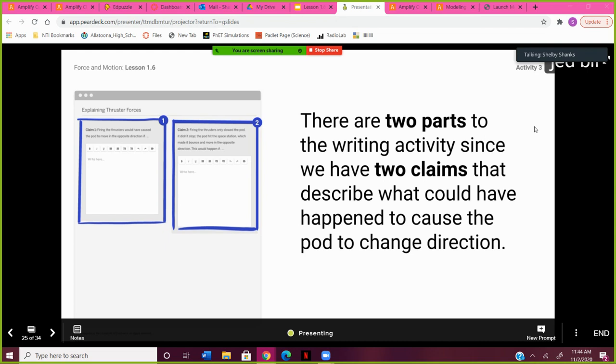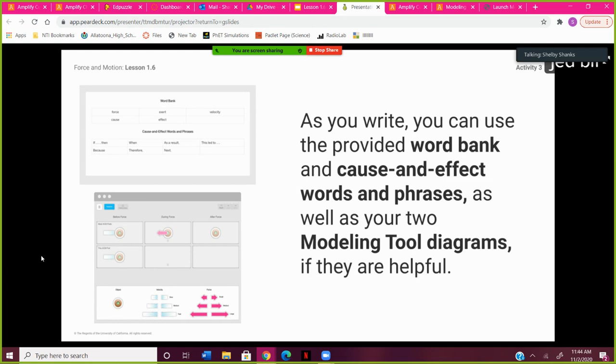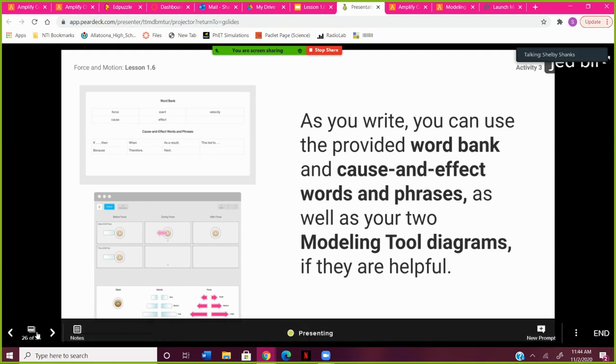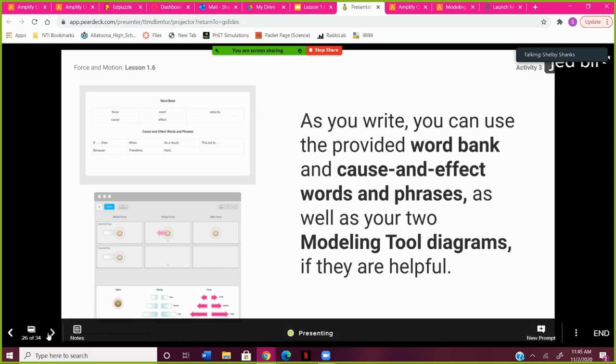All right, so there are two parts to the writing activity since we have two claims, right? So we will answer both of these. You will see this in Amplify. As you write, you can use the provided word bank, and the word bank is going to be on your page in Amplify, so you'll be able to just scroll up and see the word bank and the cause and effect words and phrases as well. If you need to use the modeling tool that we just used, you can go back to those as well to help you explain your thinking.